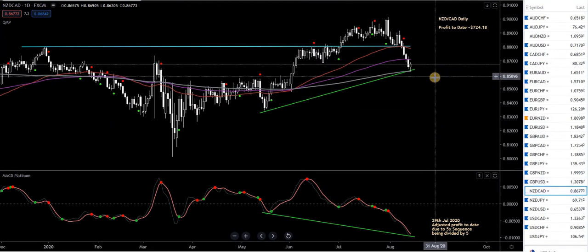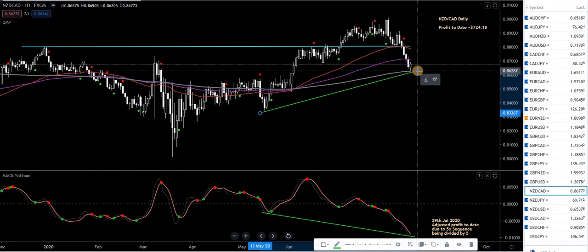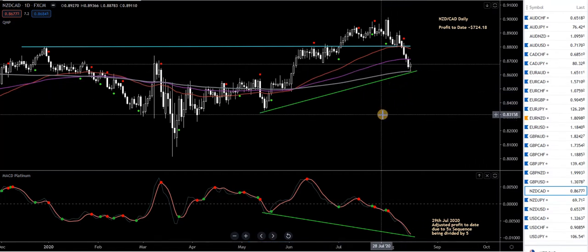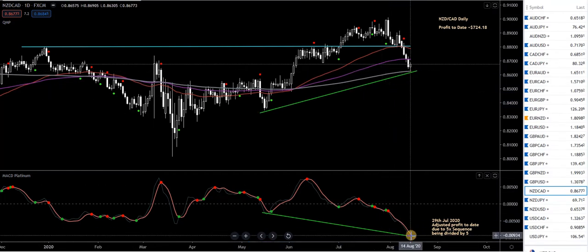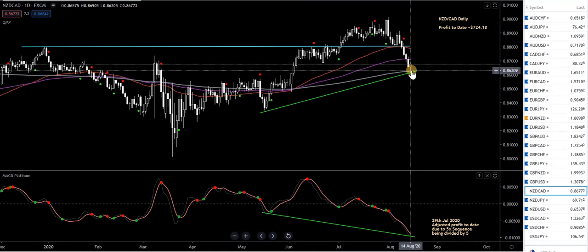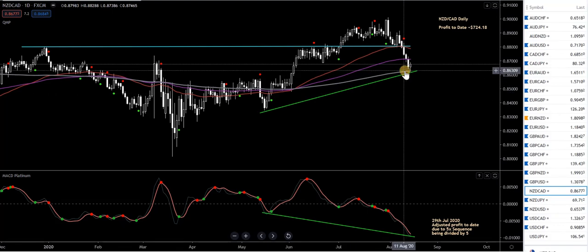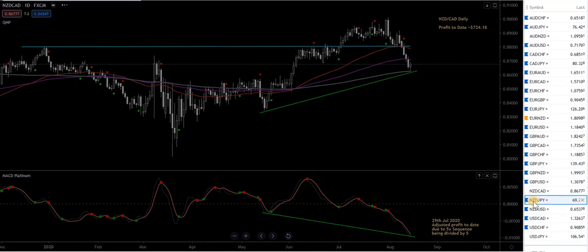New Zealand CAD, no trades on at the moment. It's a bit of a mixed bag this, but it looks like we're setting up for a possible buy now. MACD platinum's below the zero level, so looking for buys. We've got a lower low on the MACD and a higher low at the moment, not confirmed yet, on price, which means hidden bullish divergence, which I love. But nothing happening at the moment.